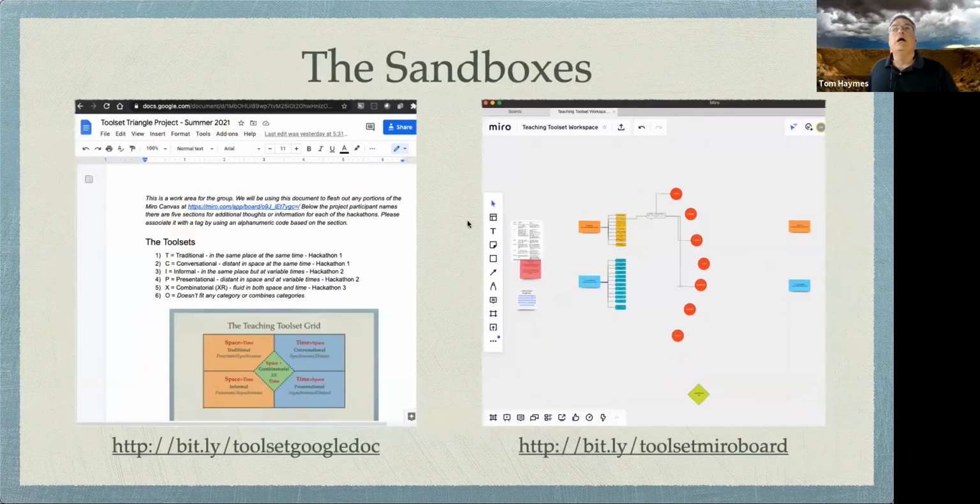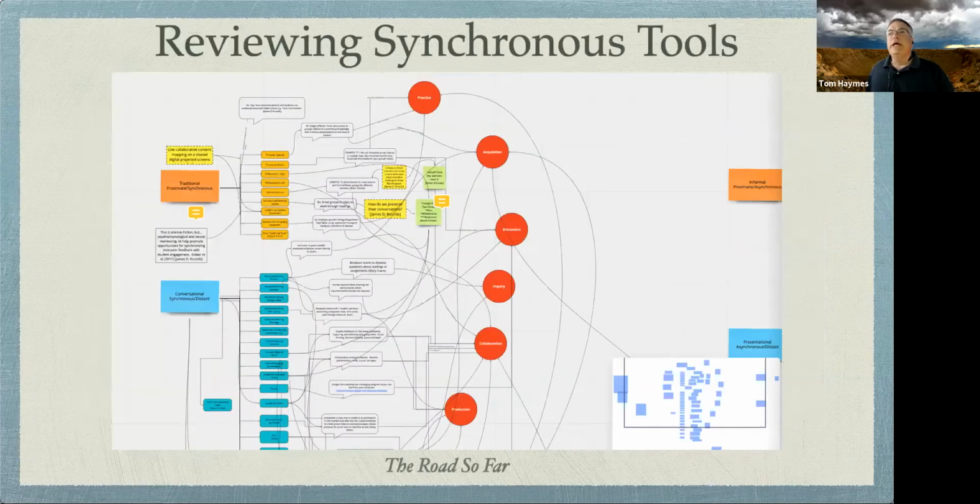Okay, so these are the 2 sandboxes. Again, there are the links. What I'd like you guys to do first is to take a moment and go back and look at the synchronous tools for just a minute.